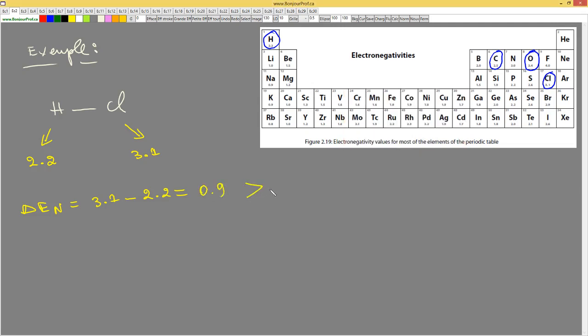So 0.9 is bigger than 0.4. So the bonding is polar. HCl is polar. Why? Because the difference of electronegativity is bigger than 0.4. What does it mean? If the difference of electronegativity is less than or equal to 0.4, it is not polar. So this is how we know the polarity of the bonding.